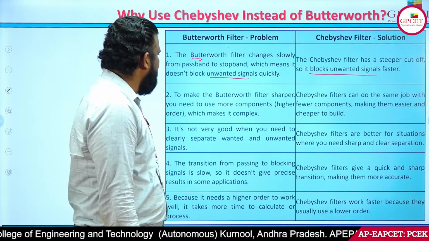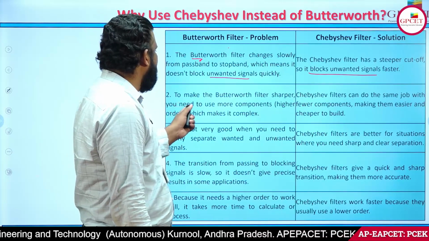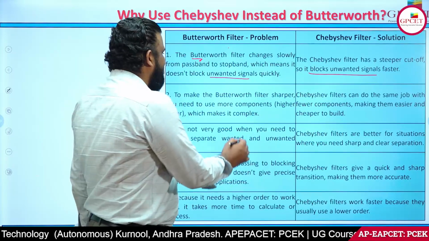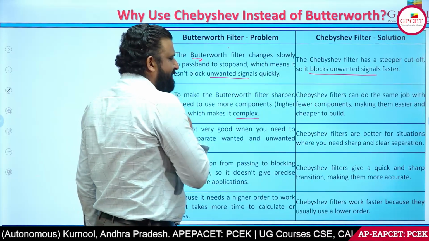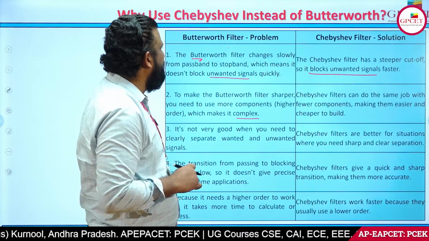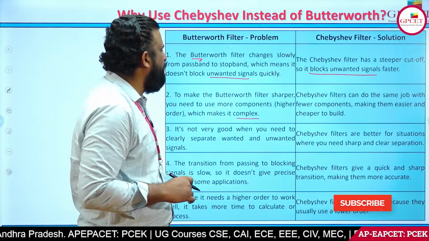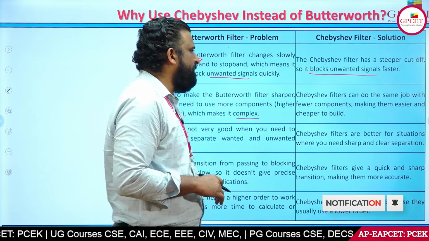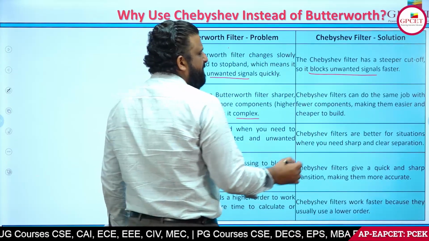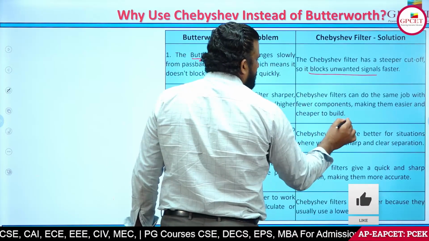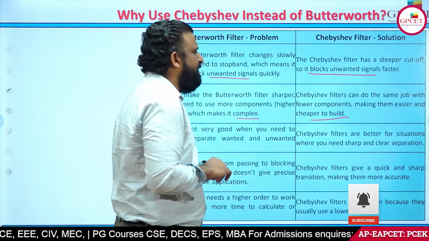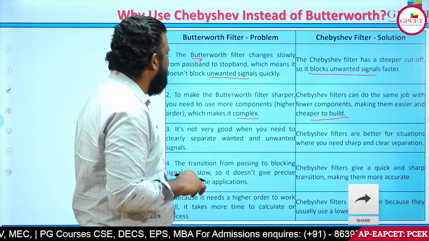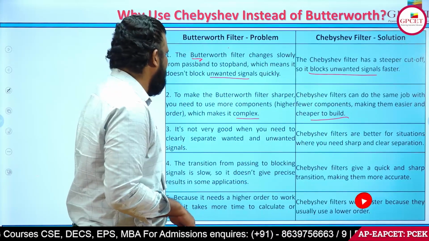Another thing: the sharper Butterworth filter needs to use more components. So complexity is a point that comes with the Butterworth filter, because it uses more components while designing. But in the Chebyshev filter, fewer components are used, and it is very cheap to build. So this is another drawback of the Butterworth filter which is overcome by the Chebyshev filter.